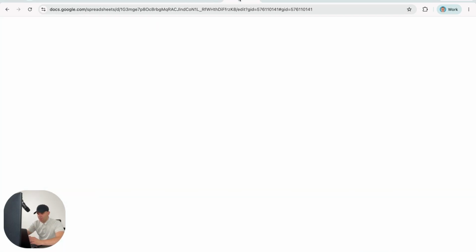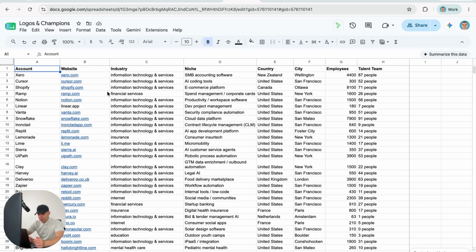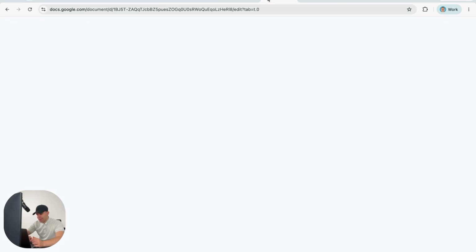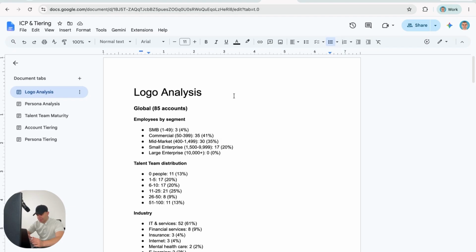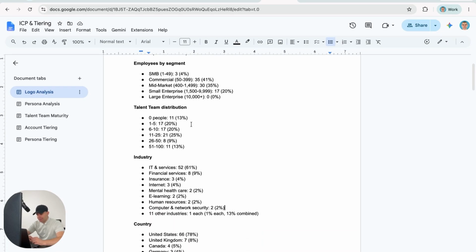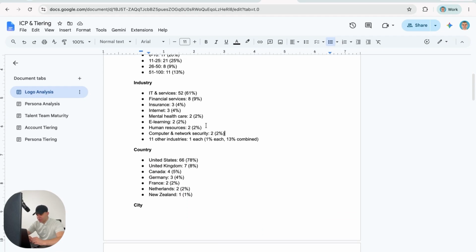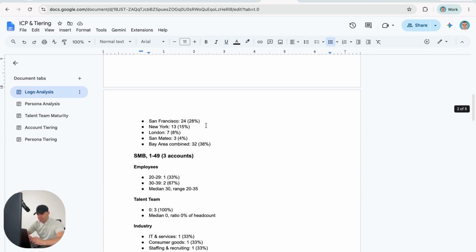So we've done that. We've added that to this file here. So enriched logos. It's been QA'd by AI and by human. We're happy with it. And then what we can do is we can feed that into Claude again to do a logo analysis. We can do the logo analysis on a global level. Okay, so across all accounts, what's the split by segments? So SMB, commercial, mid-market, small enterprise, large enterprise. What's the talent team distribution? What are the different industries, countries, and things like that.